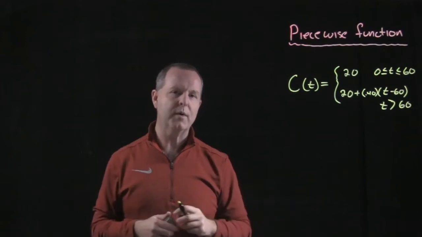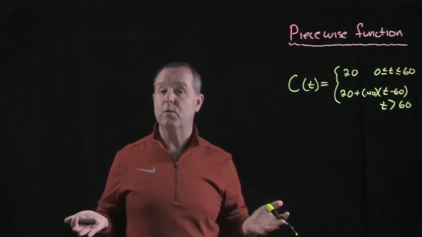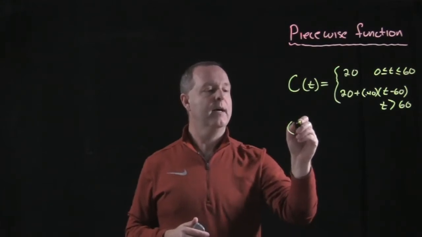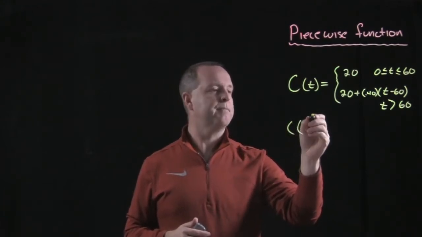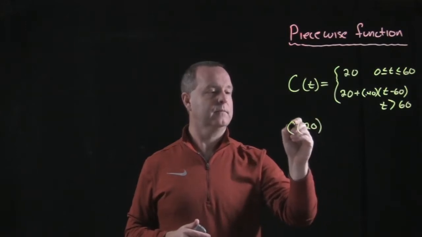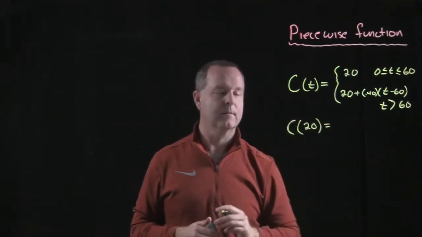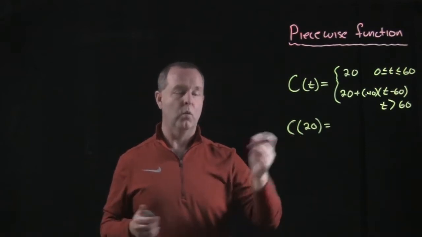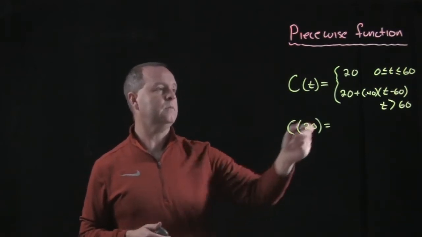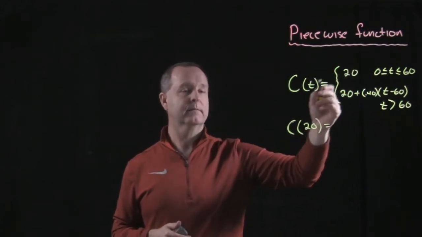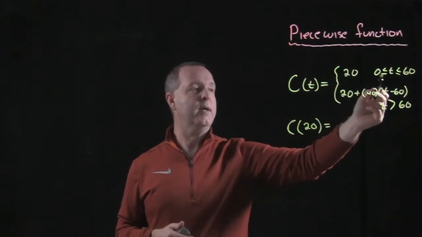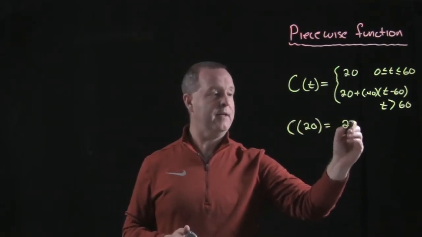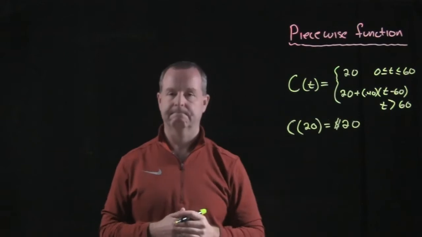So what does that mean? What's that going to look like? What can we do with that? Well, let's say, for example, I'm just curious what my cost is going to be if I have 20. So if my usage is 20 minutes, what's my total cost going to be? I look up here, t is between 0 and 60. 20 represents the flat fee. So that's just going to be a flat fee of $20.